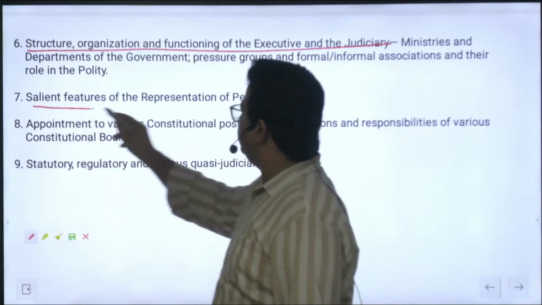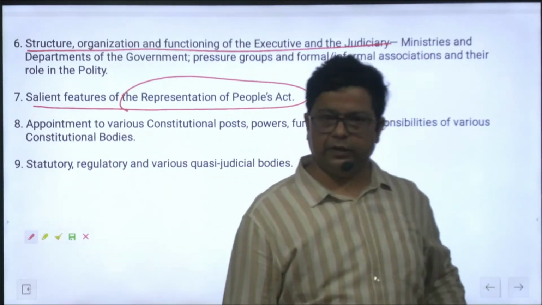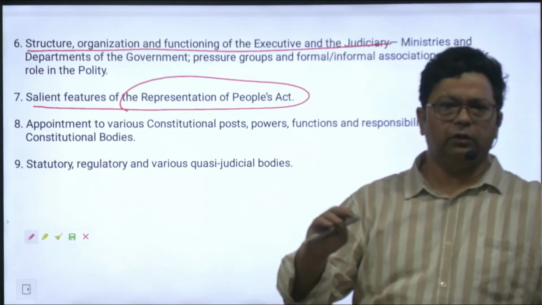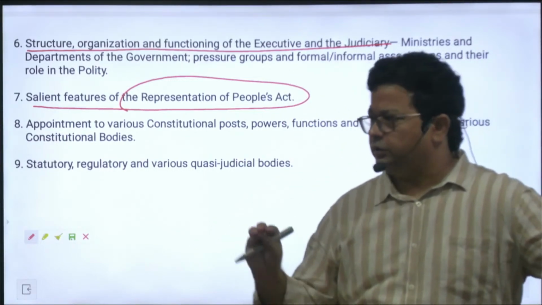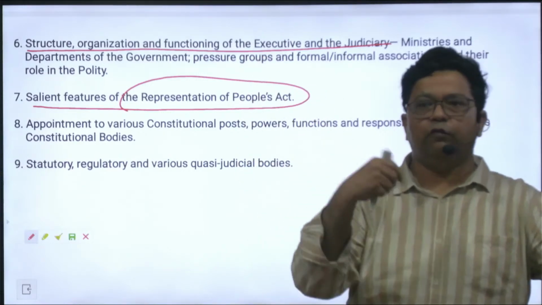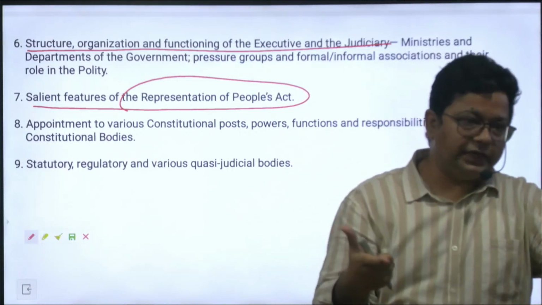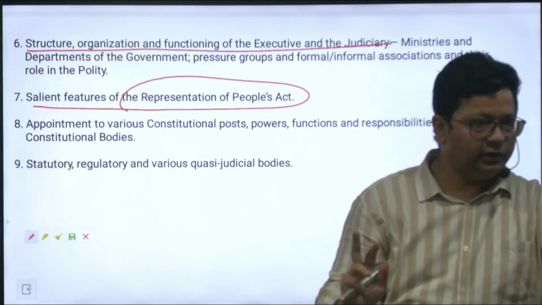Next is the salient features of the Representation of the People Act 1950 and 51. This is a theoretical part. There is nothing to be understood in this. It just needs to be understood theoretically, what the provisions are, how disqualifications can be done, and representations and elections can be done.